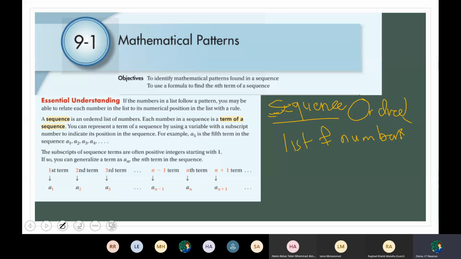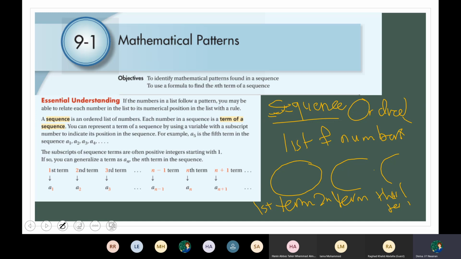Now, the sequence has terms in it. So this sequence is an ordered list of numbers. Each number in a sequence, we name it as a term. We start with the first term, second term, third term, and so on. So each number in a sequence is a term, a term of the sequence.